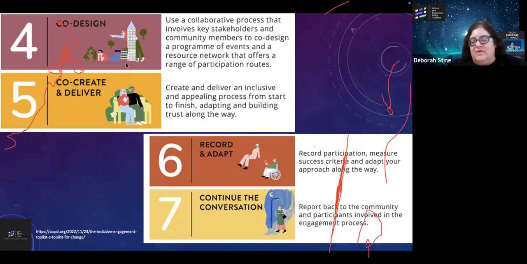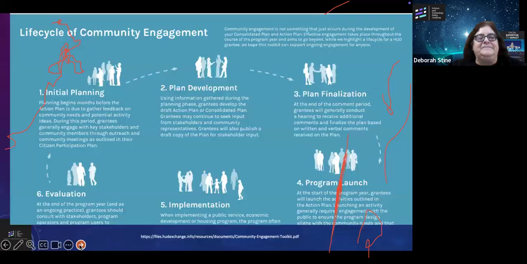So you want to record the presentation, measure your success criteria, and adapt your approach because you want to get feedback on how that sort of dialogue and so forth is going. And then this is sort of a continuous conversation. So here is a diagram. This is, again, from HUD, looking at the life cycle of community engagement. And it's going from initial planning to plan development, finalization, evaluation, implementation, and the actual launch.